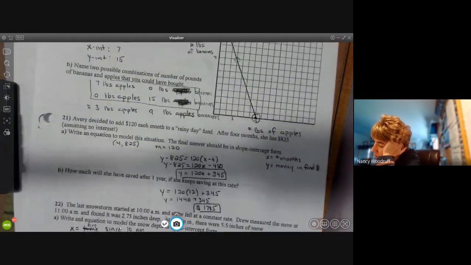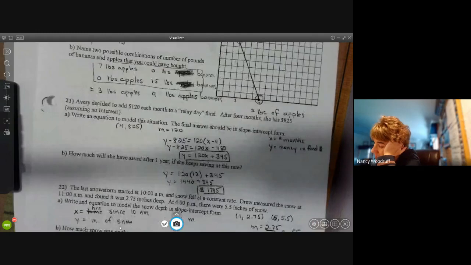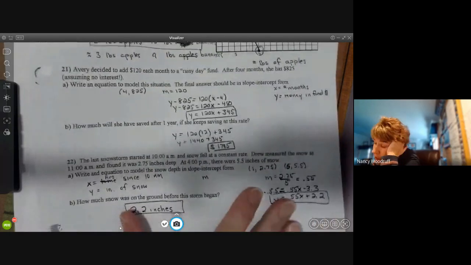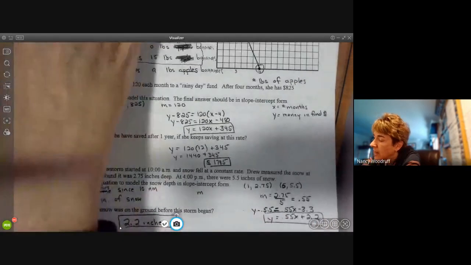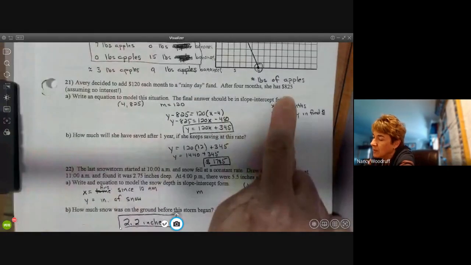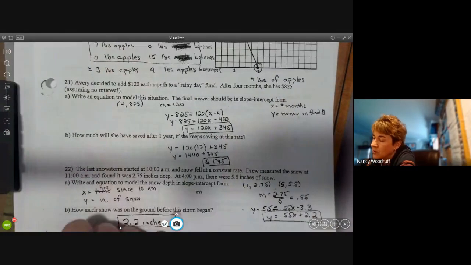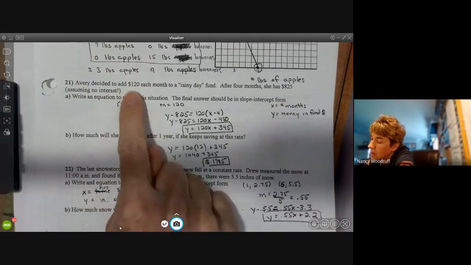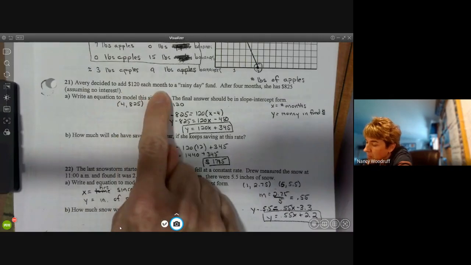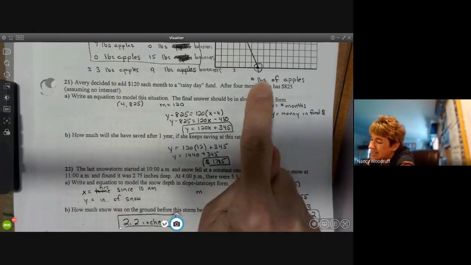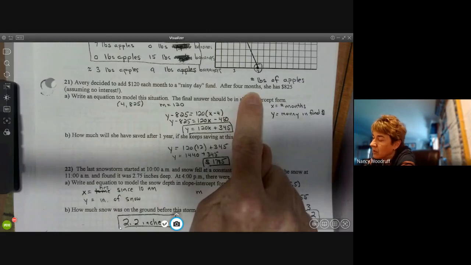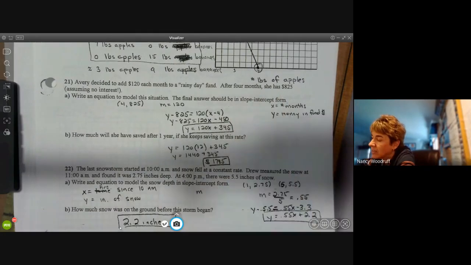Number 21, Avery decided to add $120 to a rainy day fund. After 4 months, she has $825, assuming no interest. So dollars each month, that is your slope. And this is not your Y-intercept. It's later on in time, so it's a point. So this is a case 2.